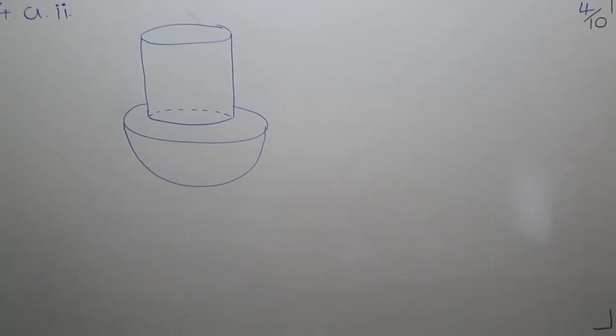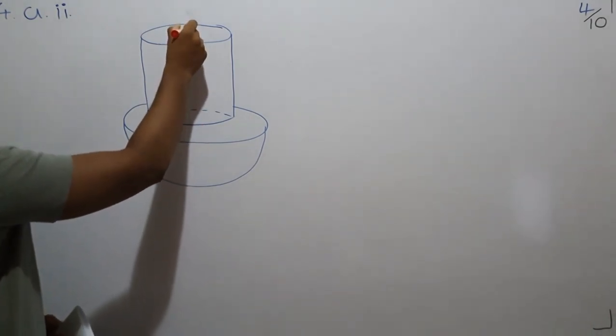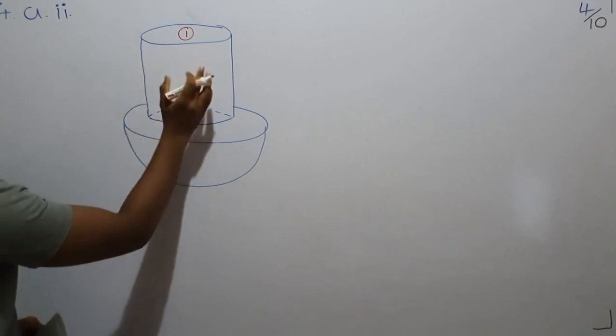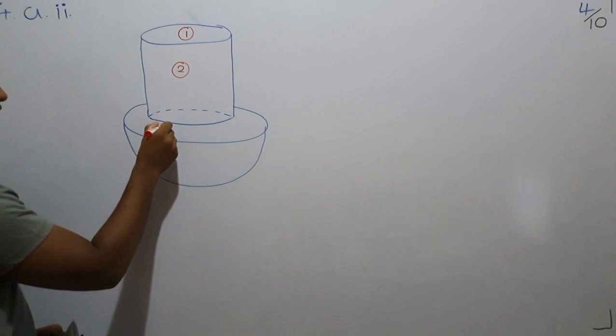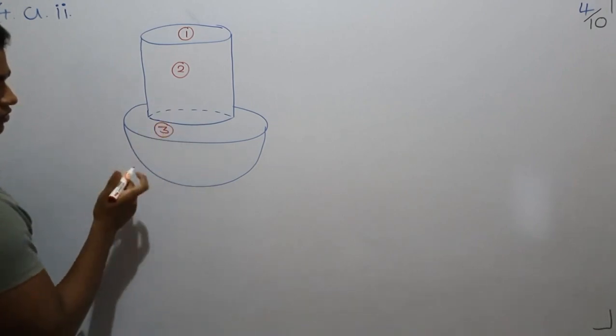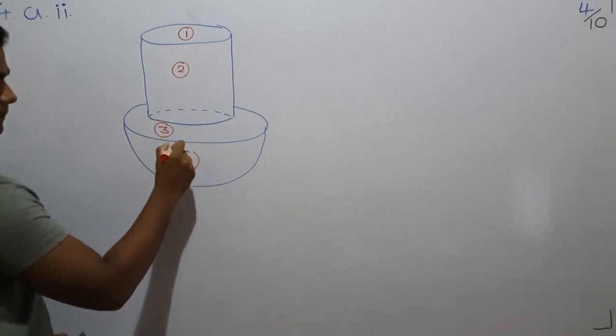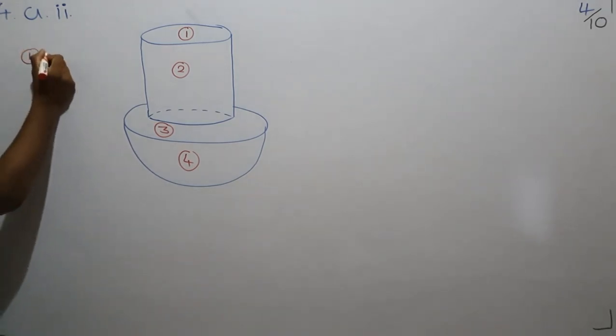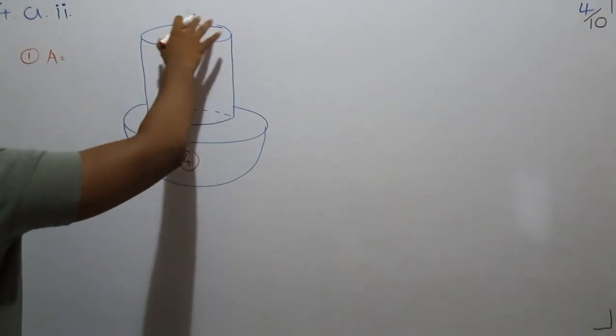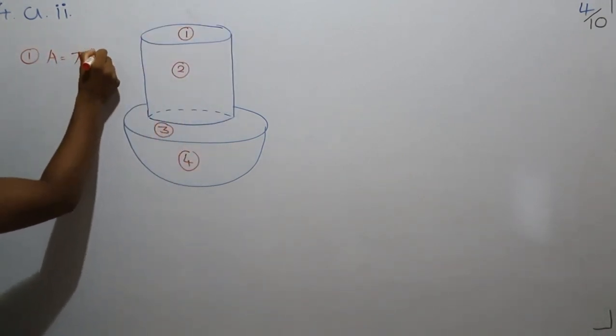We'll mark this side as 1. This surface, the round surface, as 2, and this surface as 3, and the bottom surface of the hemisphere as 4. So we can calculate each one by one and add them together at the end. So for the first one, we'll calculate the area. Area equals, it is just a circle, so pi r square.